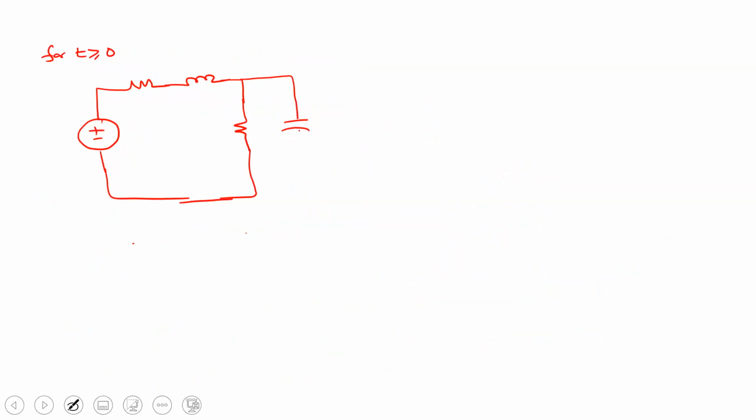The circuit will be like this. So what is this? Half farad. This is a 2 ohm, right? What is this inductor? How much? 1 Henry, sir. And this is 12 volts. And this resistor value? 4 ohms, sir. Okay. So this is the circuit for t greater than 0.